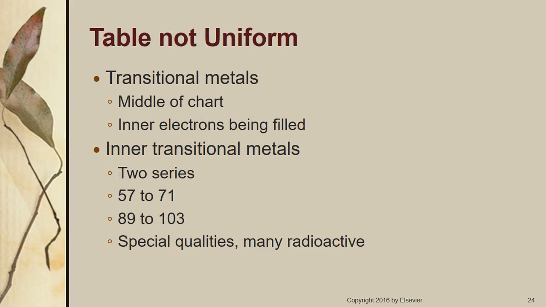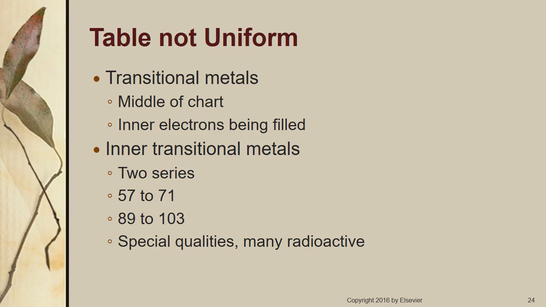Now the table itself is not as uniform as you would think. There are 2 things that are left out, and they don't follow the same rules. There's something called transitional metals, which are in the middle of the chart, and that means that the inner electron shells are being filled, and these elements have some characteristics different from other elements. There are additional elements that don't fit in again, and that's the inner transitional metals. There's 2 series of those. The numbers between 57 and 71, and then 89 to 103 are actually different.